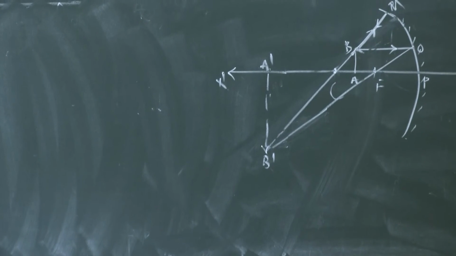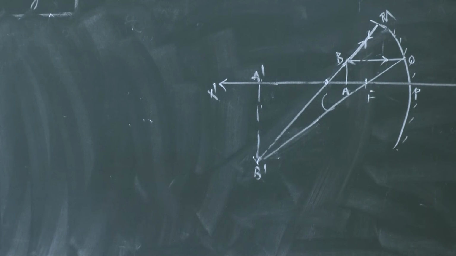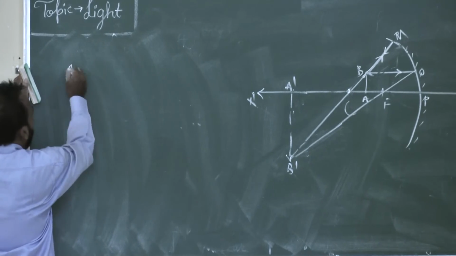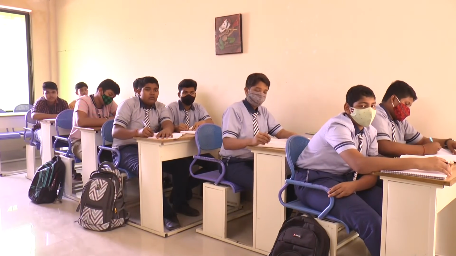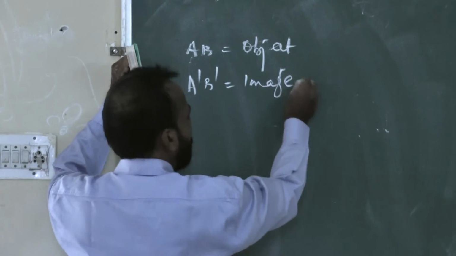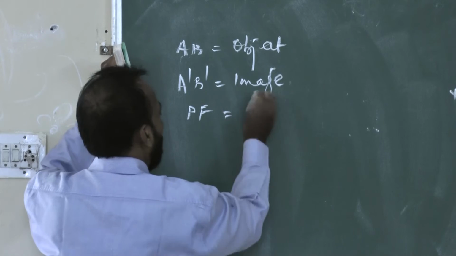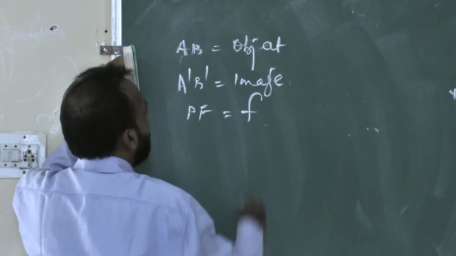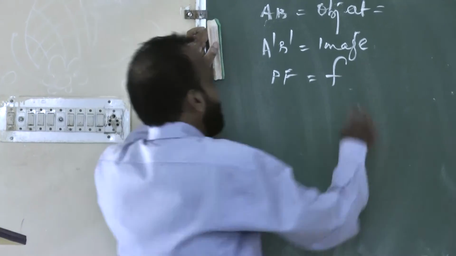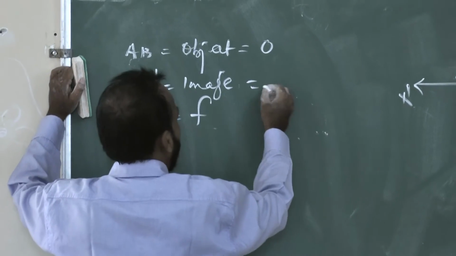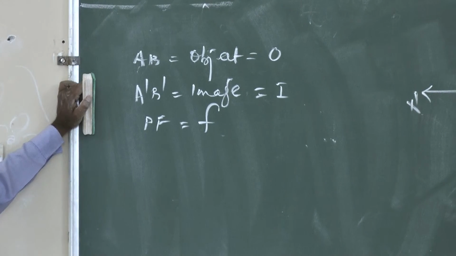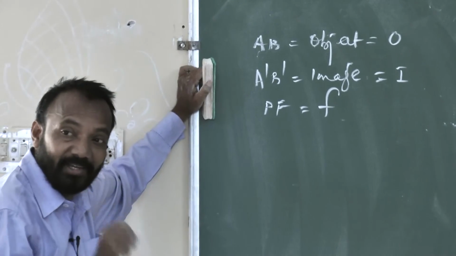Is there any doubt coming? If there is any doubt, please ask me. Don't waste your time. Now let me write: AB is the object, my dear. A dash B dash is the image. PF is the focal length F. Yes, the object height, how do we write it? I can write it as O. Image I can write as I. I for image, O for object.